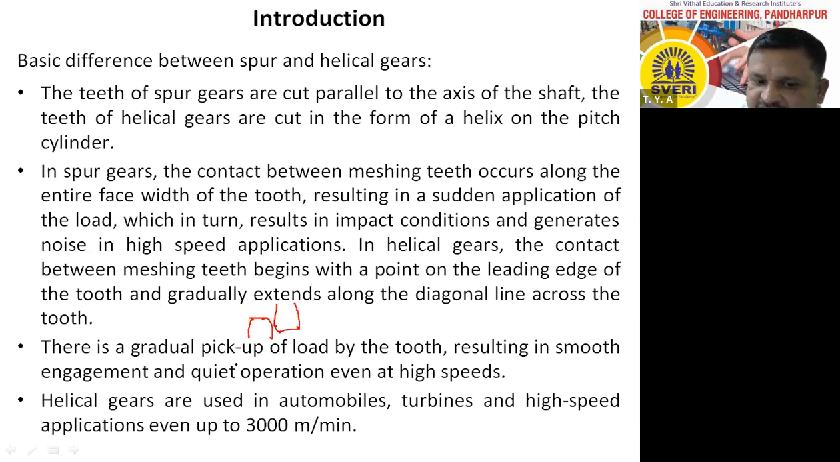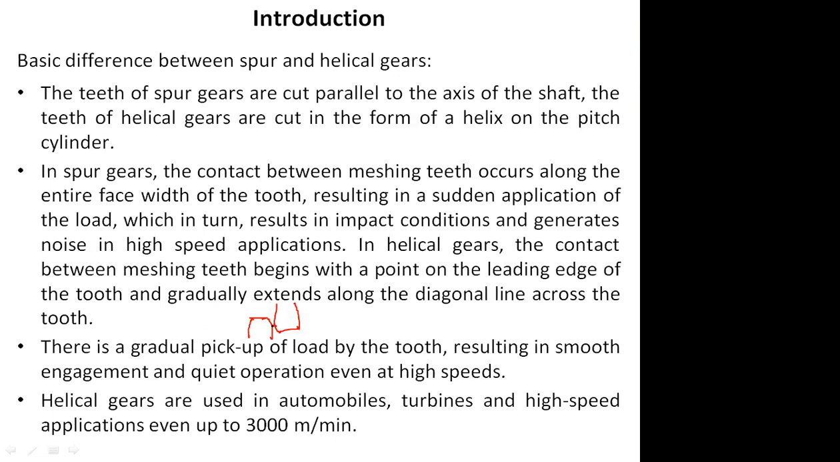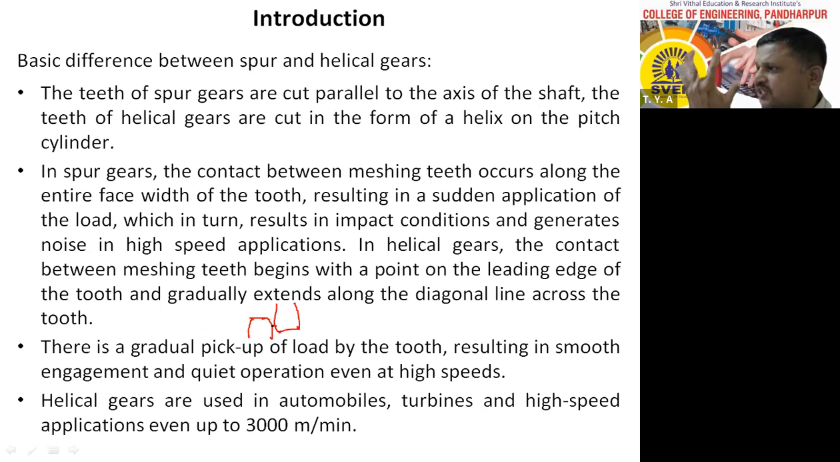In case of spur gear, when two spur gear teeth are coming in contact with each other, the contact between the two gear teeth is happening along the entire face width. Means what? When two spur gears are coming in contact with each other, sudden contact takes place. That means one gear tooth is going to impact on another gear tooth. Sudden impact is there. That means a lot of force will exist at the contact point in case of spur gear.